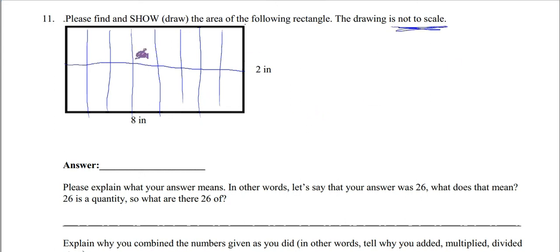Even though these do not look like squares, they are supposed to be squares. And there are, how many? 16 of them. And that's the area. That's what area is. It's the number of squares. And in this case, they are inch squares.